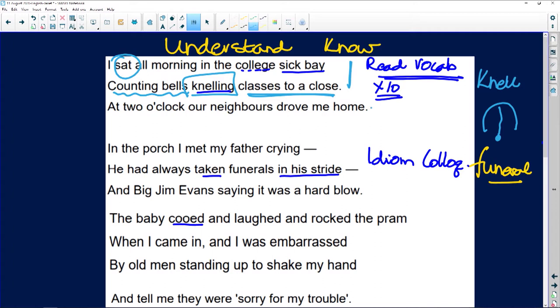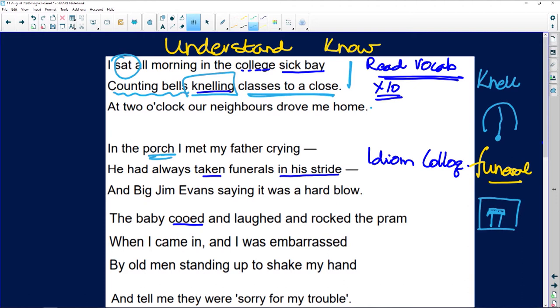So he goes home, in the porch. I didn't look at porch. So imagine this is the front of the house. That's the front door. You know how you have a little overhang? So like if it's raining, and you can get right up to the door and be protected, that's the porch. So he steps in there and he meets his father.